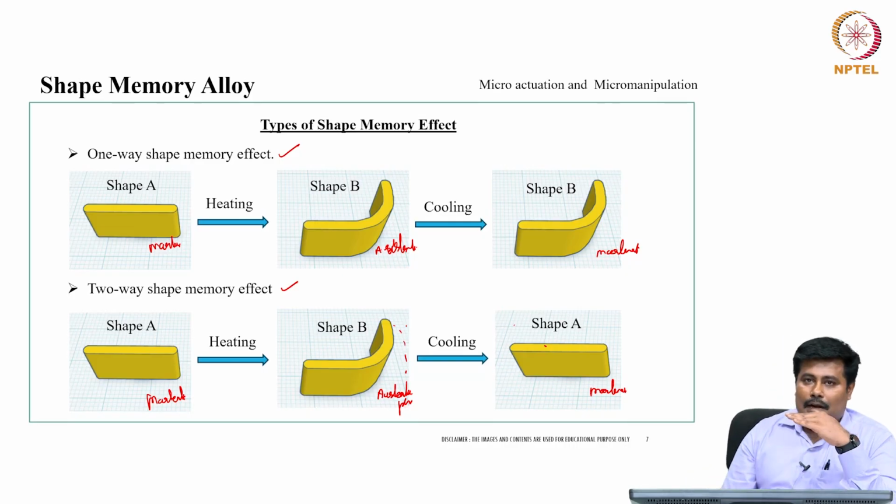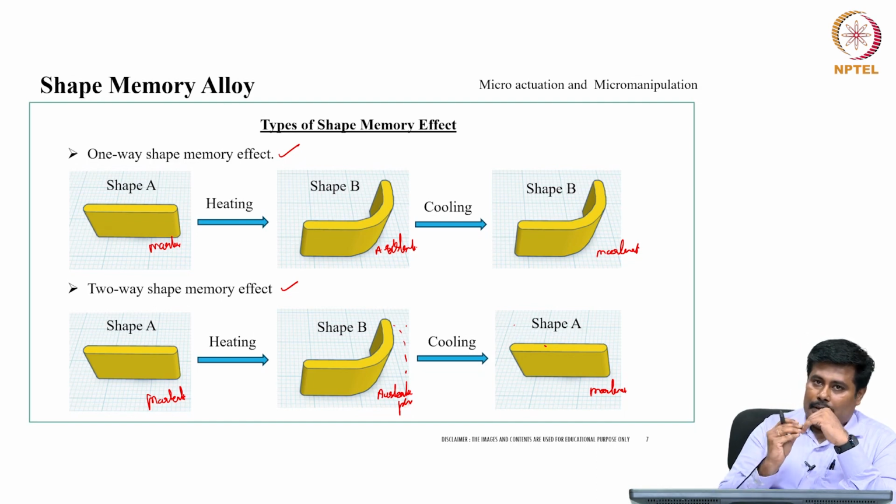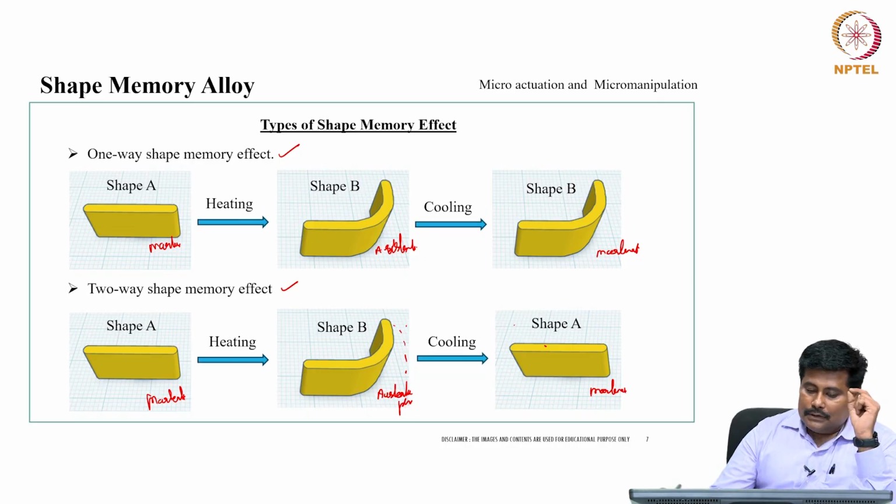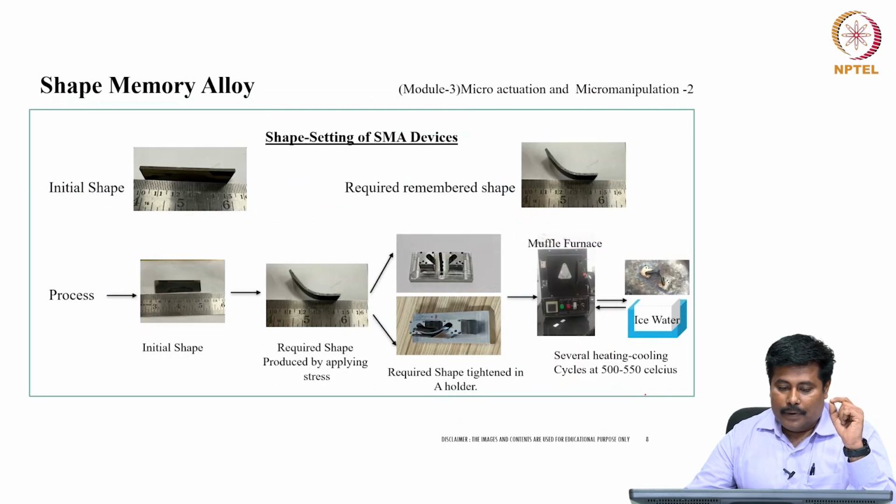That is, let us consider a cantilever. The cantilever is loaded, so the cantilever is deformed. When I supply heat to it, it remembers its shape and comes back to its original state. This is called a one-way actuation. In the case of a two-way actuation, it is in shape A, shape B and shape A. So this happens by a two-way effect, that is, from position A to position B and position B to position A. This is called a two-way shape memory effect.